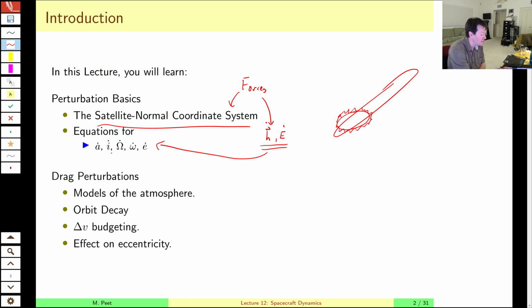So a semi-major axis, inclination, right ascension of ascending node, argument of periapsis, and eccentricity. Today we're going to be mostly focusing on these two, the change in semi-major axis, which of course, if you remember, is a proxy for energy, so there's a direct correlation there, and eccentricity, so sort of a restricted planar motion of the system.